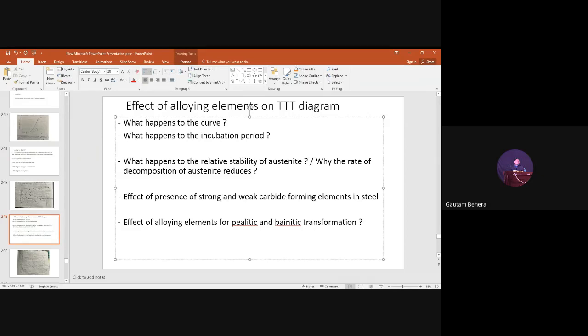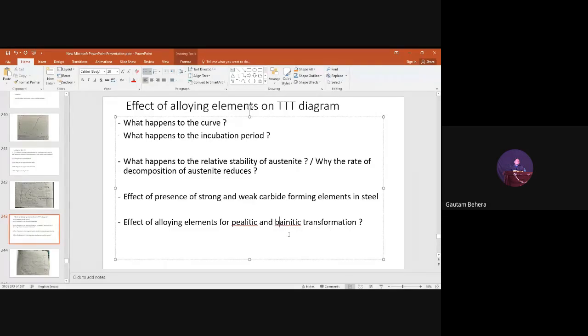Because a strong carbide will not easily dissolve, you can see the retardation of diffusion of carbon is more. So the effect will be more in the presence of strong carbide rather than weak carbide in steel. Another question: the effect of alloying elements on pearlitic and bainitic transformation.